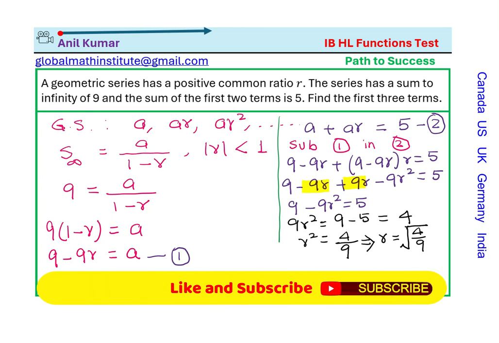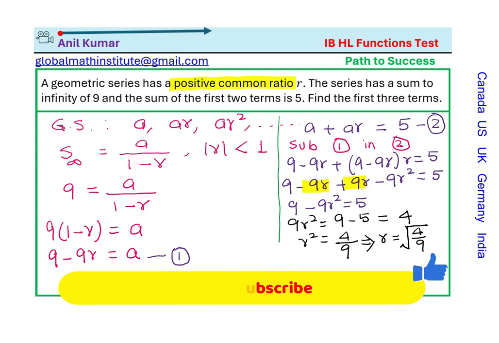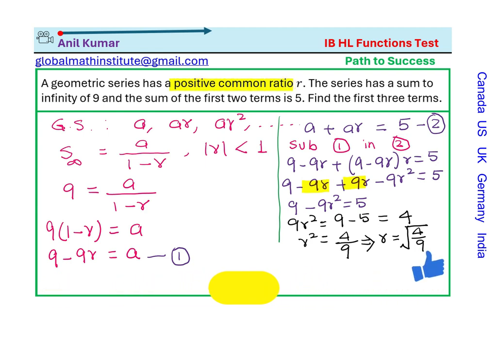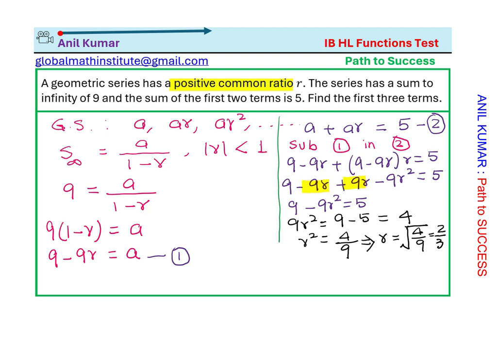Now, the square root will give you positive and negative two values. However, the question has a positive common ratio. Since the ratio is positive, we'll take only the positive value. And therefore, r value is 2 over 3. Square root of 4 is 2, square root of 9 is 3. So we have the value of r.